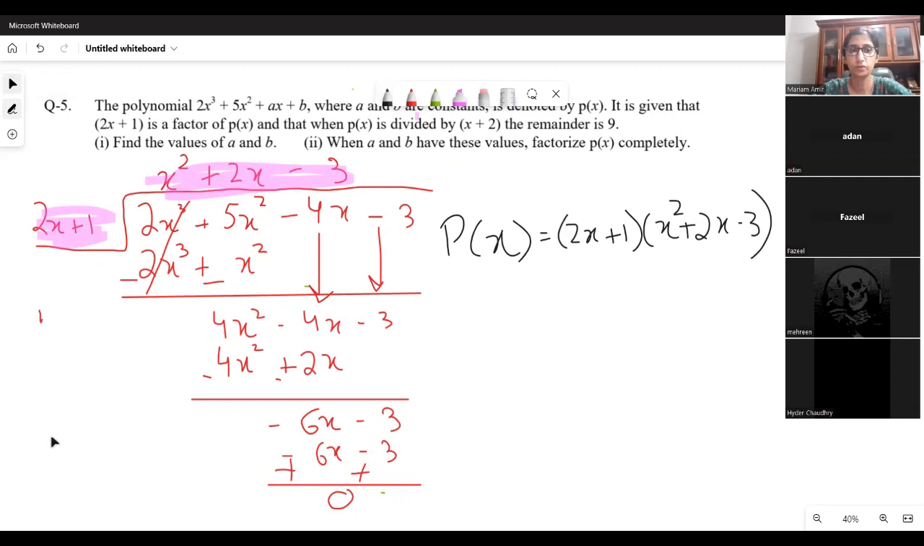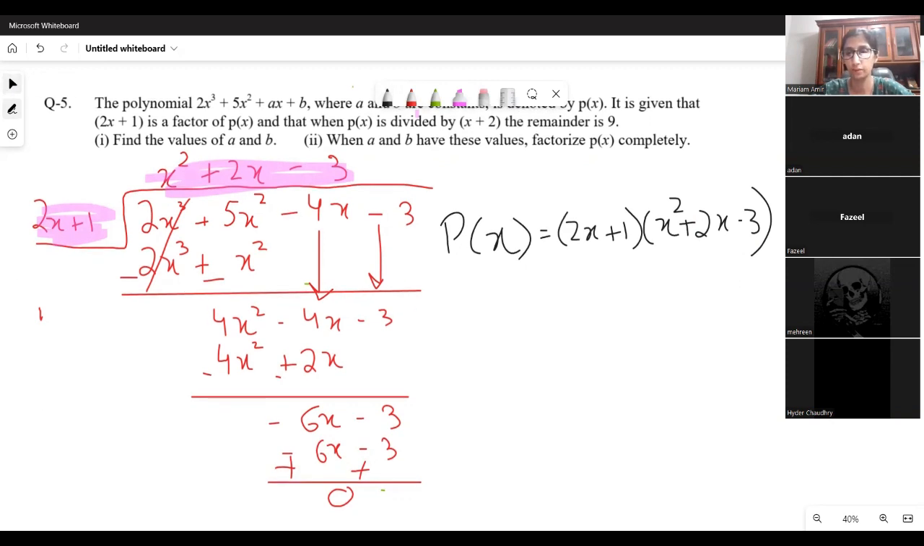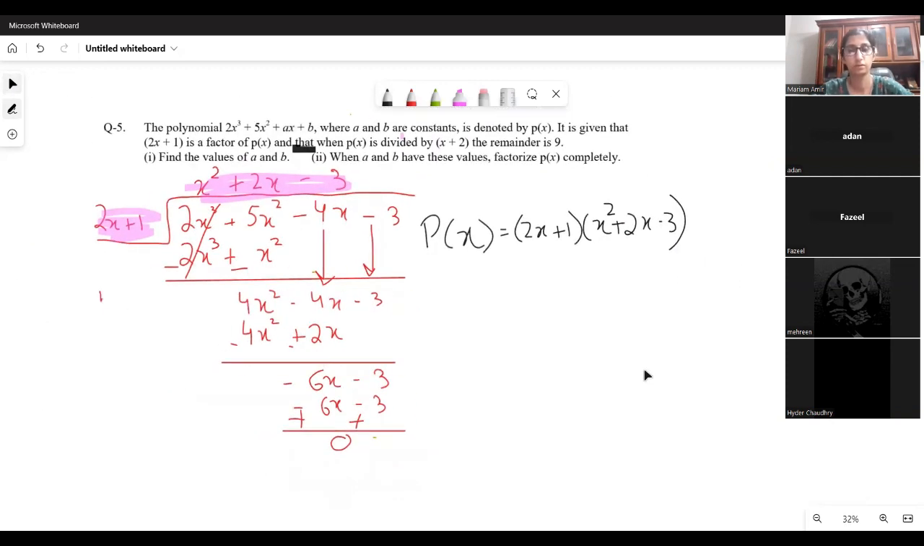Okay, I'm going to copy question 6 now. I hope everybody got this. Let me check the answer as well. Thank God I checked the answer.